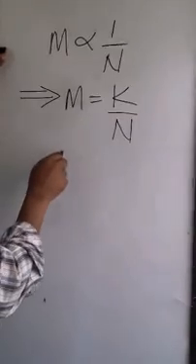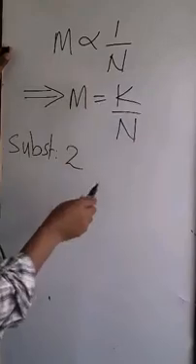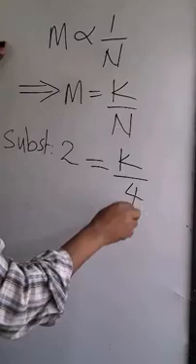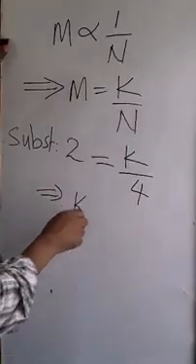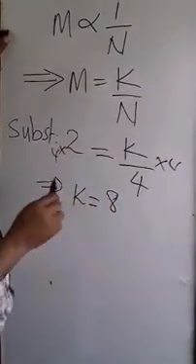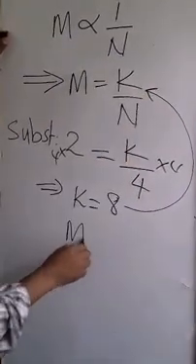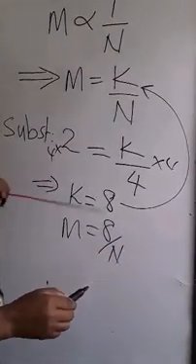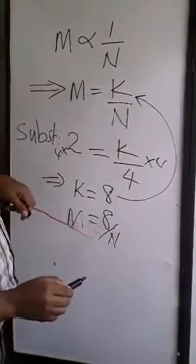Now if m is 2, substituting, so allow me to write the word substitute, 2 equals k over 4 when n is 4. So what is the value of k? That means k is multiplied by 4, so you get 8. So putting k there, then we have m equals 8 over n. That is, the constant of proportionality is 8. The equation relating m and n is this one.